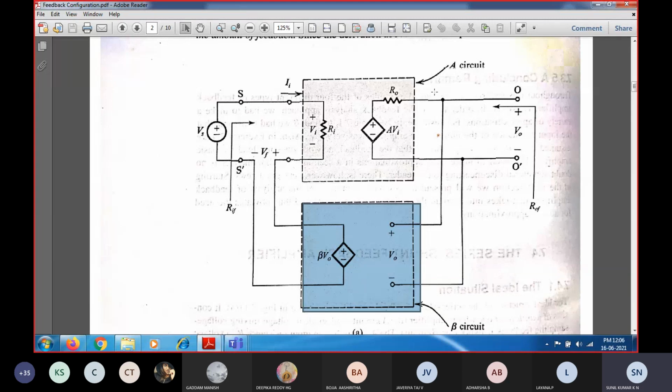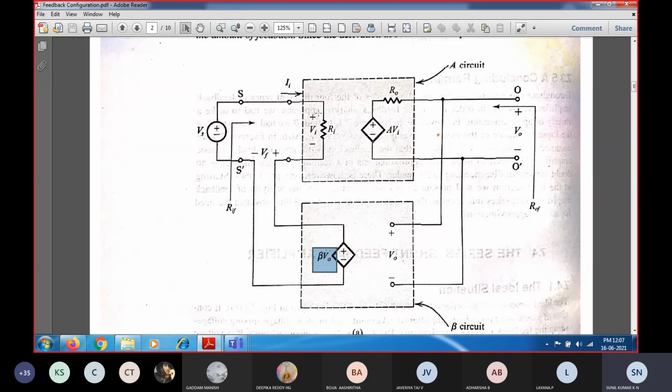So for this feedback network, we sample the output voltage from the amplifier, which will be given as input, and for this input of the feedback network, we provide an associated output voltage which will be equal to beta times V naught. So the output of the feedback network is Vf, and this Vf will be equal to beta times V naught. So this is the general ideal structure of the amplifier.